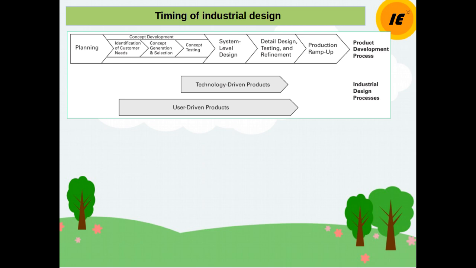In this figure you can see that for a technology driven product, industrial design activities may begin fairly late in the program. This is because industrial design for such a product is focused primarily on packaging issues. For a user driven product, industrial design is involved much more fully. In fact, the industrial design process may dominate the overall product development process for many user driven products.